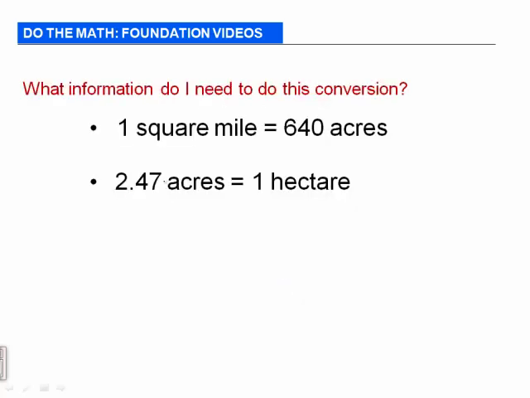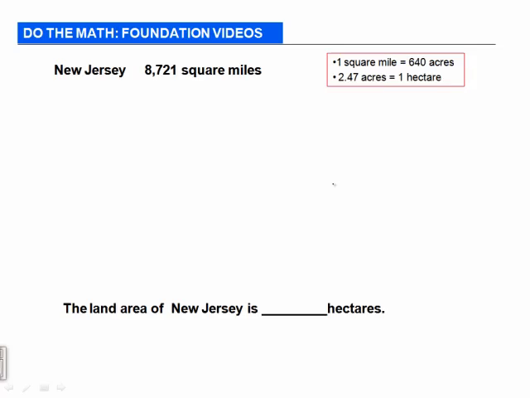So we need a couple pieces of information. Number one, that a square mile is 640 acres, and then 2.47 acres is 1 hectare. If we know that, we can essentially solve this problem relatively easily. So let's start with one state at a time. We'll start with New Jersey.